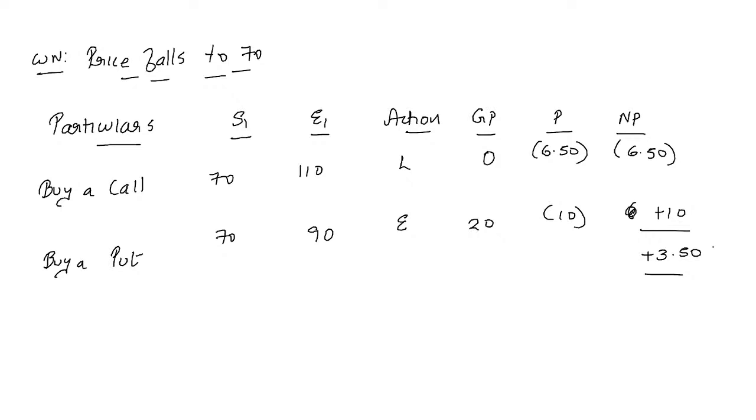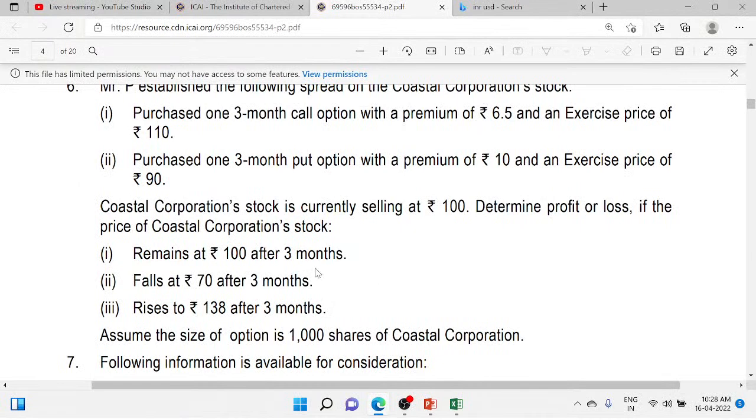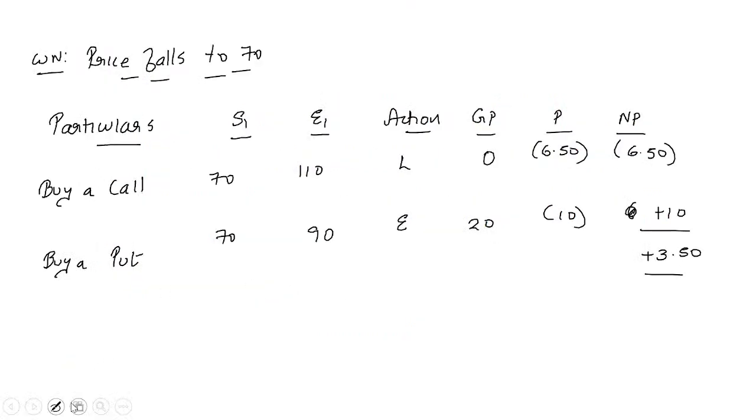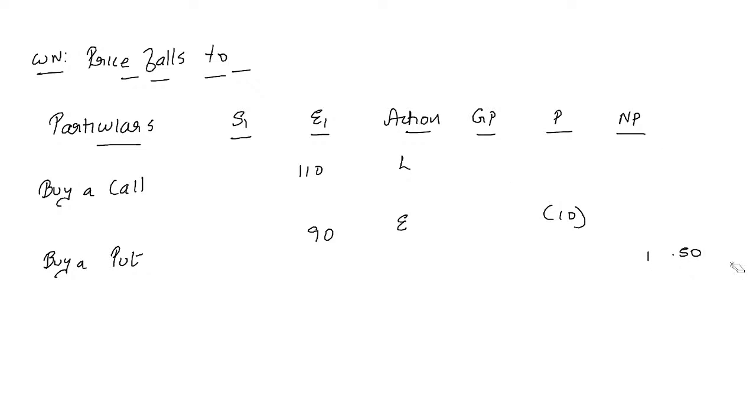I believe you're all done with this part. Now we'll go to the last part. The last part is what? The price becomes 138. So what I'll do is I'll just change those numbers here. This will change and all these numbers would change. So if this becomes 138, you have a right to buy at 110, you will exercise.